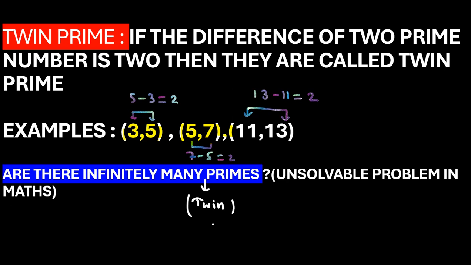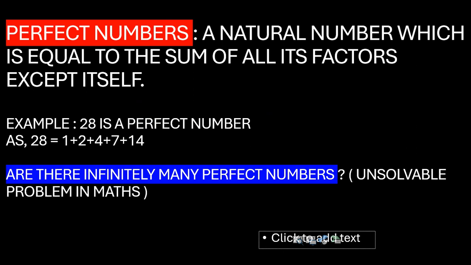Okay, now perfect number. Perfect number is very interesting. It is a natural number which is equal to the sum of all its factors except itself. Consider the number 6 or 28. Now 6 has the factors 1, 2, 3 and the number 6 itself. Except the number itself, if you add all of them, 1 plus 2 plus 3, you get the number itself. Then this type of number is called a perfect number.